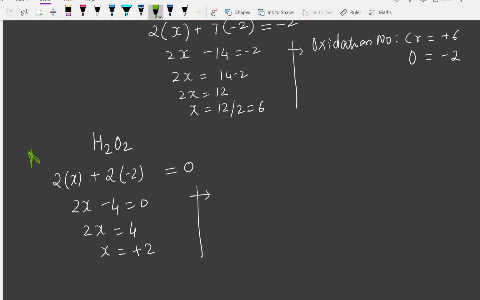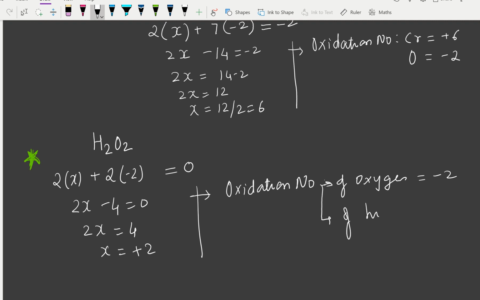I have done this to just show you that every time you cannot take oxygen as -2. There are exceptions, and you need to know when not to take the charge as -2. So now over here it means that the oxidation number of oxygen, I have taken it to be -2. That is still fine. We know oxygen can have a charge of -2 and oxidation state number of -2.